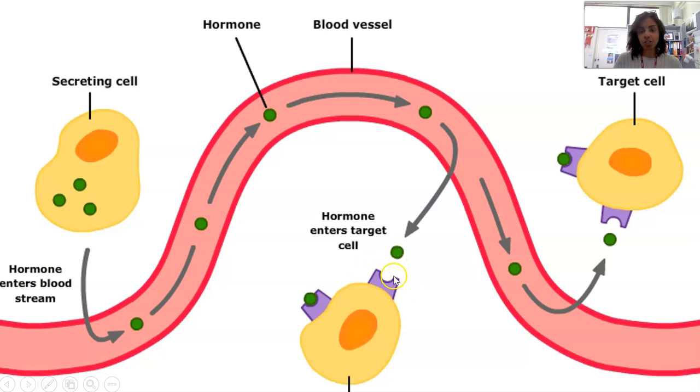So you can see that the shape of this receptor on the surface of the cell is complementary to the shape of the hormone. Because these fit in like what we would say a lock and key mechanism, we know that the hormone has reached the right cell and it's going to action whatever it needs to action. So that's an important point about hormones. They only bind with cells that have receptors of the same shape.